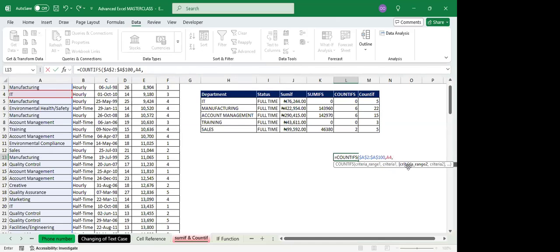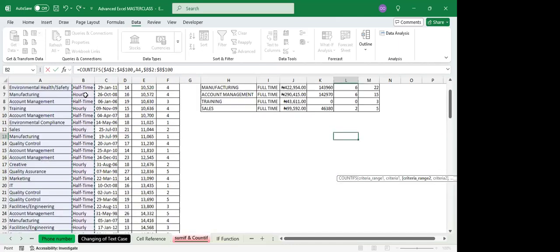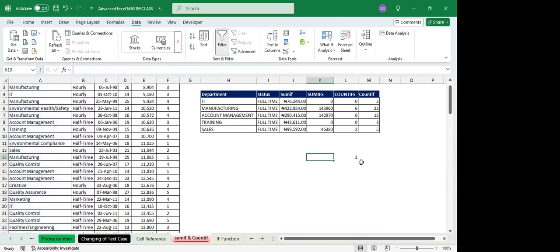Then the next argument is criteria range 2, which is talking about status. This is where the status is. I'm going to select all of these and lock it. Then comma. Now criteria 2, that is the hourly. So anywhere you see hourly here, pick it from there. It doesn't have to be in front of this IT. Once you can see hourly anywhere, just pick it. You understand? And say enter. So it means that there are 3 people who are in IT department and are working hourly. As simple as that.